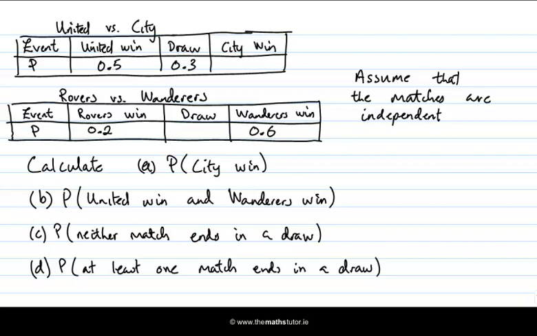And there are some underlying assumptions here. The main one is that we're assuming that the matches are independent of each other, so that any event concerning the United versus City match is independent of any event concerning the Rovers versus Wanderers match. And also we're assuming that the only possible outcomes in each match are either a win for one of the teams or a draw. So there are three possible outcomes. They're not equally likely outcomes, but those are the three possible outcomes in each match.